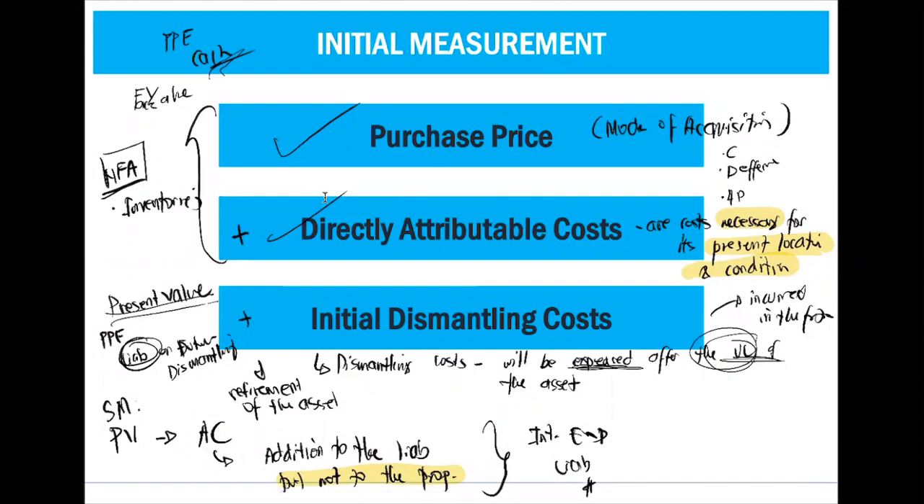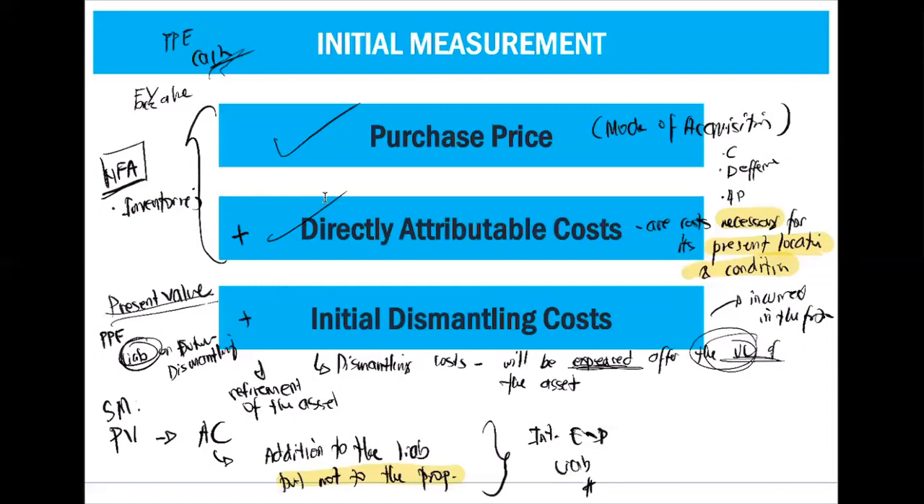Ingat ha, initial dismantling cost, how do we measure it? At present value. And how do we subsequently measure the dismantling cost? It is considered as an addition to the liability. However, it is not included to the value of the property. So our entry is debit interest expense, and credit liability.